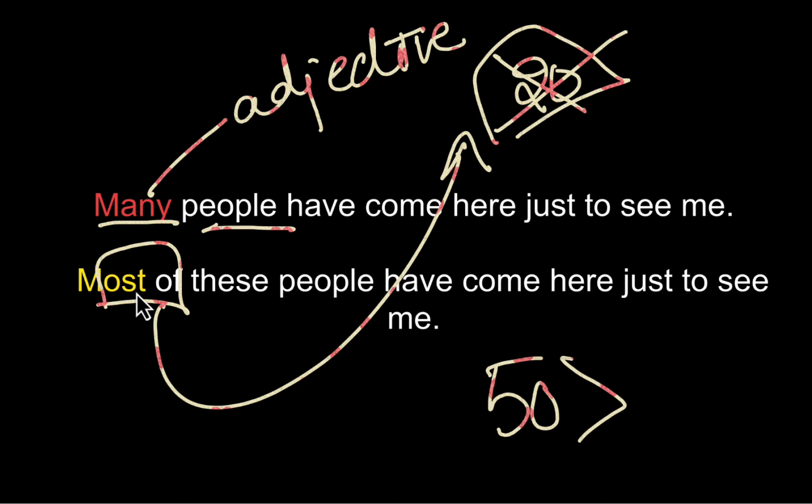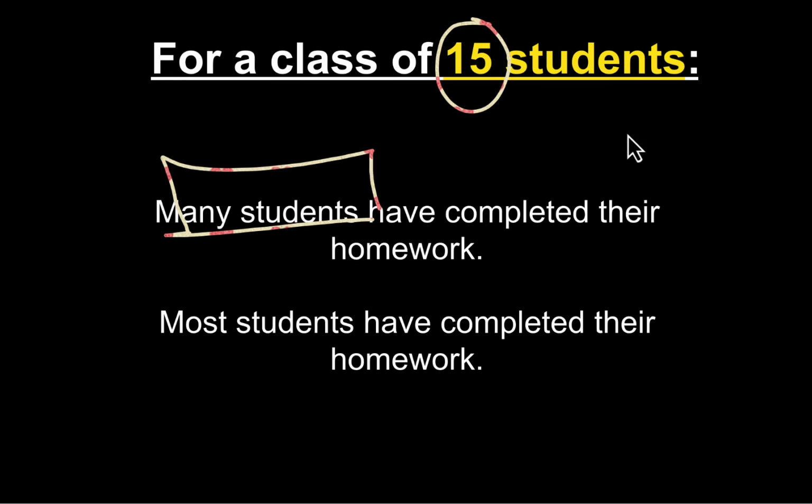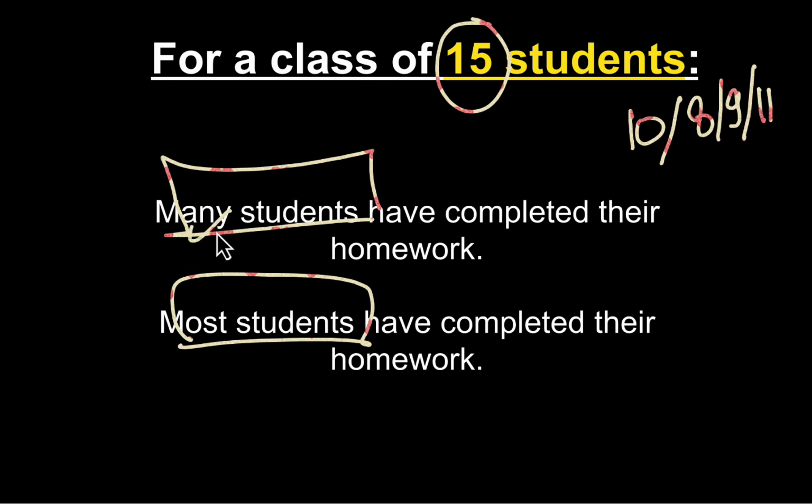All right, let's take another example. And here we're talking about a class of 15 students. This is the context. In a class of 15 students, the sentence that I say is, many students have completed their homework. This is the total number of students, right? When I say many students have completed their homework, the number could be 10 or maybe 8, all right? It could be 9 or it could be 11, right? And when I say most students have completed their homework, again, it's also an adjective. Both are working as an adjective here in their respective sentences.